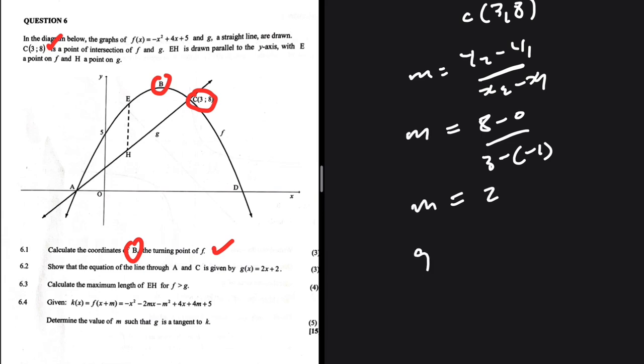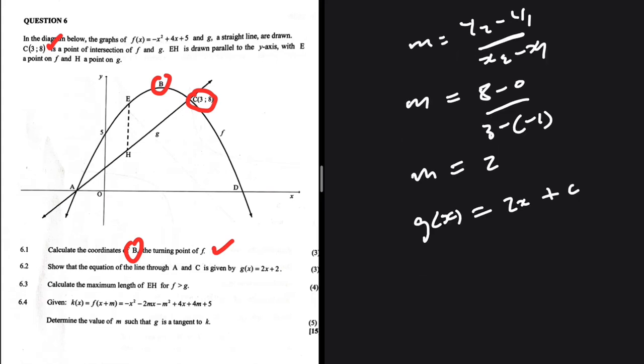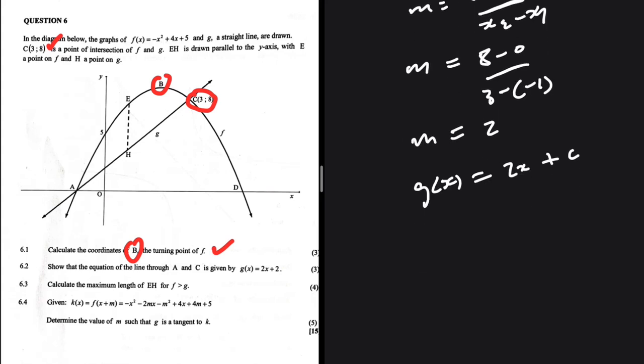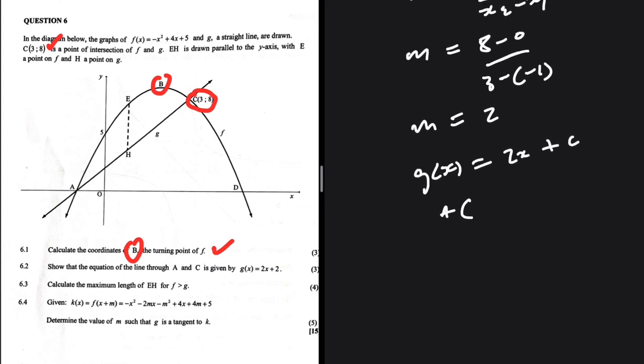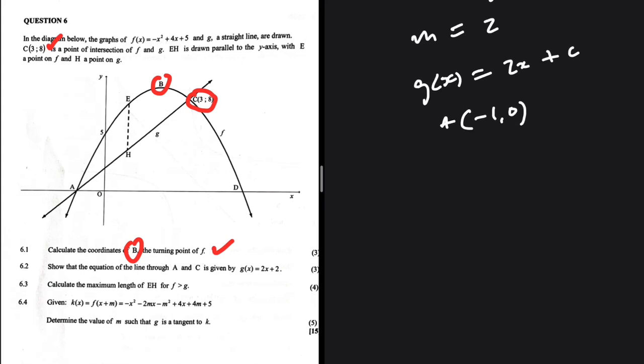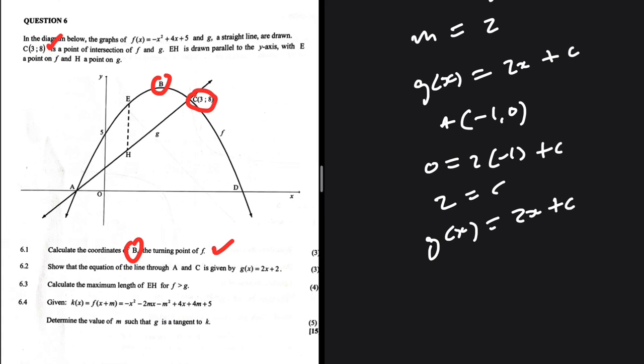So we know now that g of x is equal to 2x plus some c. In order to find c, we can substitute either A or C, right? Let's substitute A. A has coordinates minus 1 and 0. So when x is equal to minus 1, y is 0. So 0 is equal to 2 times minus 1 plus c, so 2 is equal to c, and g of x is equal to 2x plus 2. Okay, let me just tell you what the problem I have with this question is.